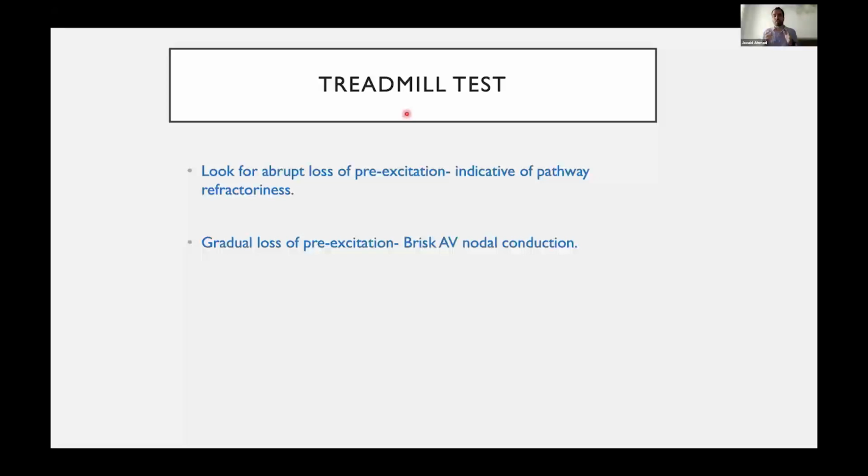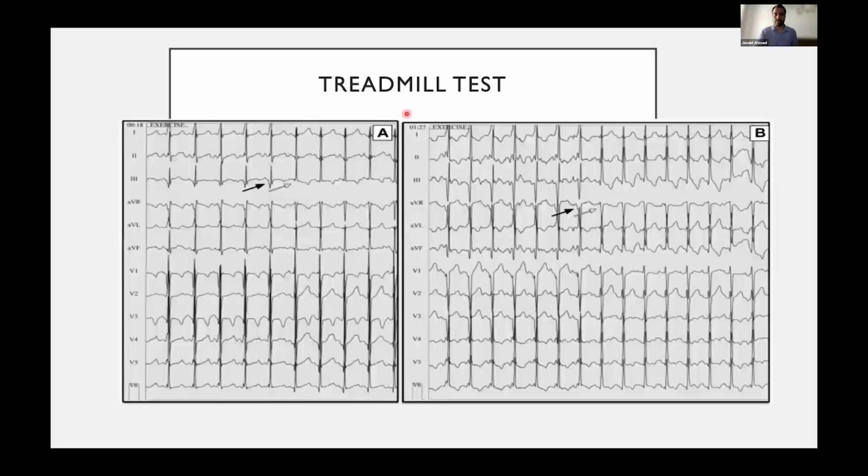You are not actually sure whether this is the pathway, whether it got blocked, or whether there's some sort of competition going on between the AV node and the pathway. So while on increased grades of exercise, the AV conduction properties increase, so there's a brisk AV conduction and the pathway doesn't get a chance to conduct. So that may be the cause of gradual loss of pre-excitation. If there's a gradual loss of pre-excitation, we cannot basically stratify that pathway. We have to look for the other test, which we can come to later.